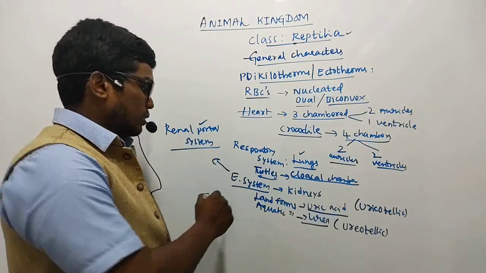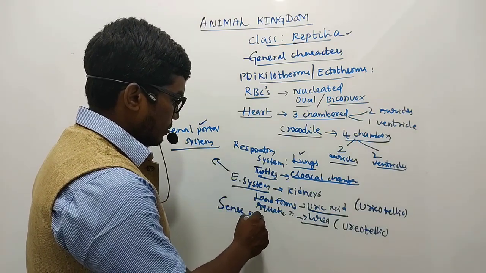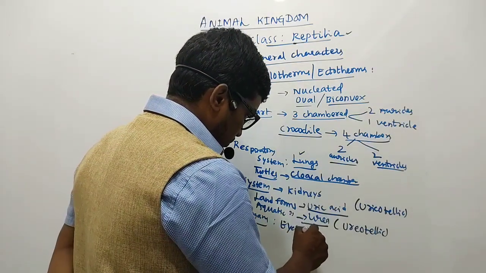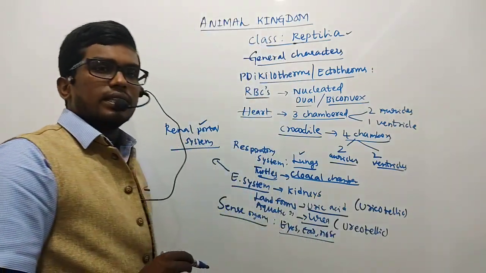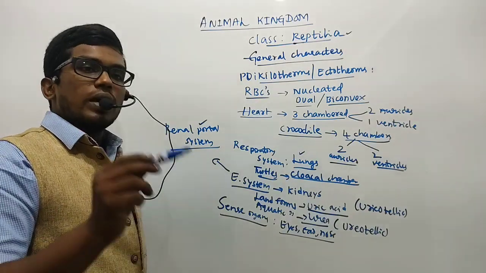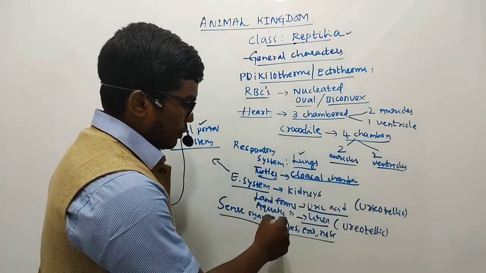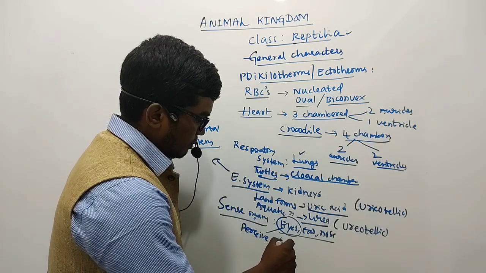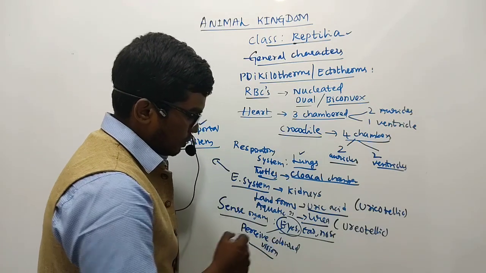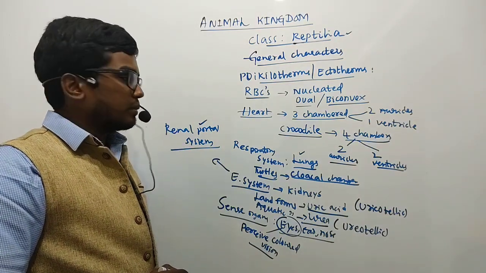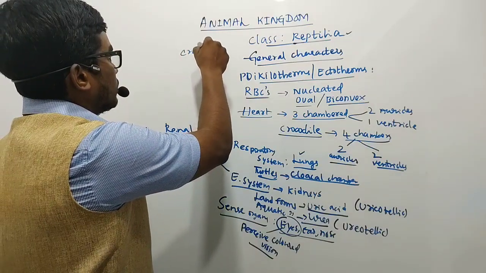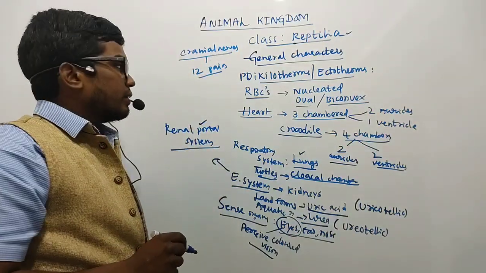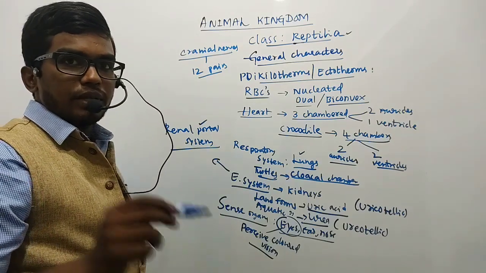To go with this, let me also tell you about the sense organs. They have well developed eyes, ear and nose. So these are the major sense organs with respect to reptiles. Here a few points if you want to remember: the eyes can perceive colored vision. So note this point. Next, let us discuss the cranial nerves, the nerves which arise from the brain. It is generally 12 pairs of nerves which arise from the brain.